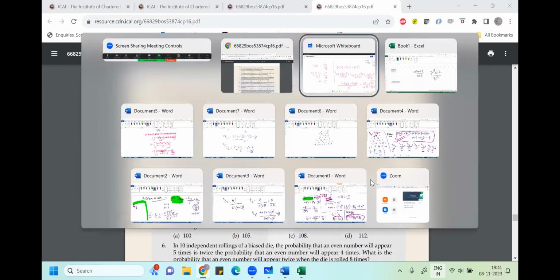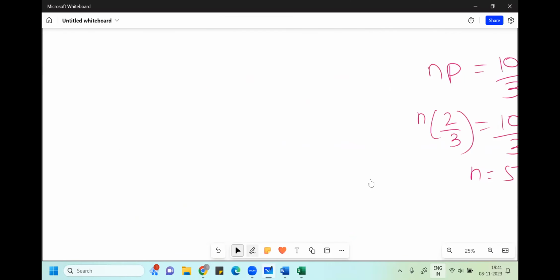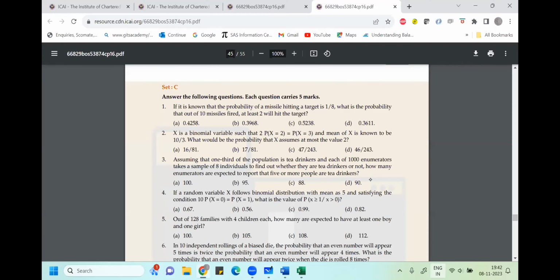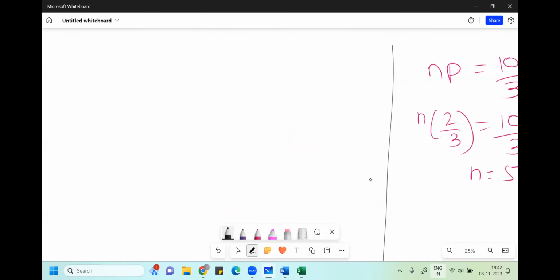So please understand this when you get questions like this. Don't get confused with the term here, 1,000 and all. We use 1,000 to find expected frequency. See here, they are not asking probability. All the 14 students who are listening to me, I want your attention here. In question number 3, your probability P is 1 by 3, so Q will be 2 by 3. Your N is here equal to 8.